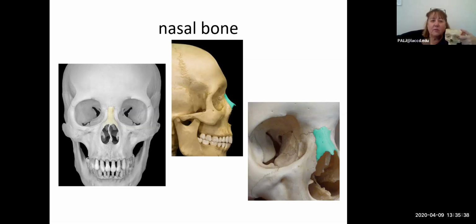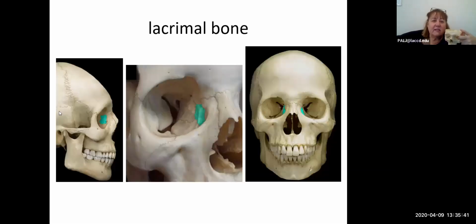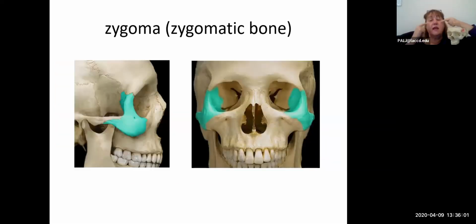The next bone we want to talk about is just posterior to the nasal bones in the eye socket, and these are the little lacrimal bones. And so it's right where the corner of your eye would be, the bone that's right in there. And then the next bones are your cheekbones. Okay, so not down here, but way up here by your eye sockets. This is your cheekbone up here. And the word for your cheekbone is the zygoma or the zygomatic bone.